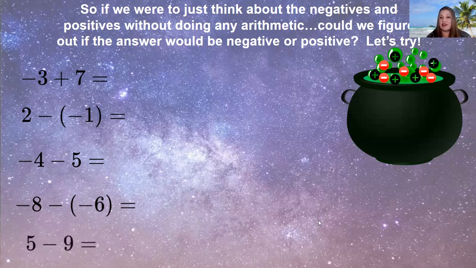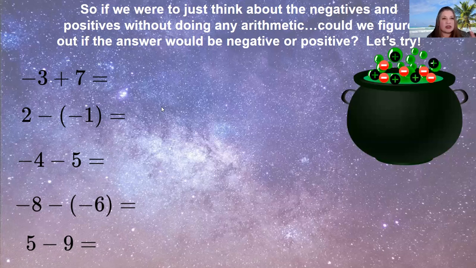And then finally, 5 minus 9. If I have 5 positives and I want to take away 9 positives, well, I can take 5, but then I don't have any left to take. So now I'm dipping into the positives that are aligned with the negatives, and it goes down into the negatives. Okay, does that make sense?